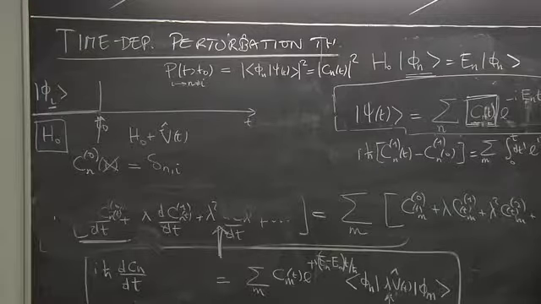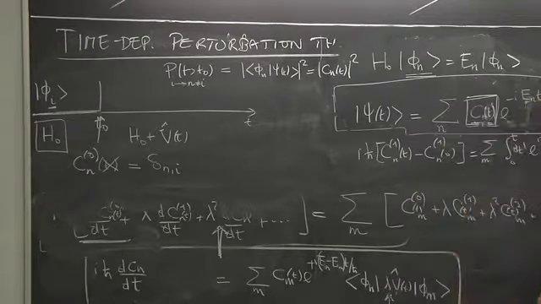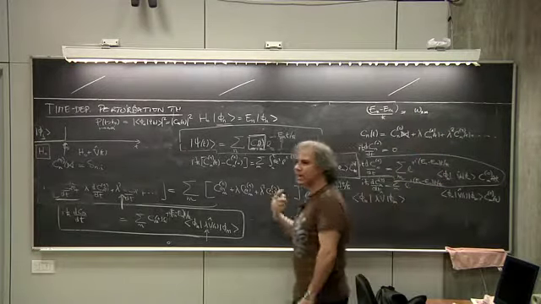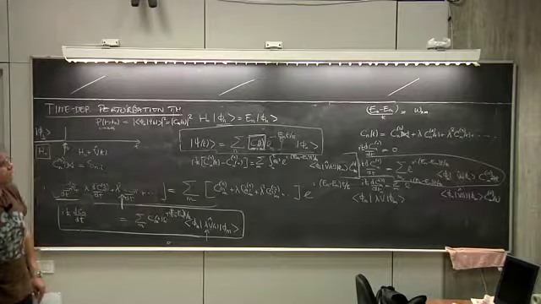But before I continue with this, let me just use some shorthand, which I promised long ago. I will call En minus Em over h bar, this is a frequency. E over h bar is always a frequency. I will call it omega nm. It is the excitation frequency to jump from m to n, which could be positive or negative, depending on whether n is bigger than m or vice versa. So this is just a shorthand.